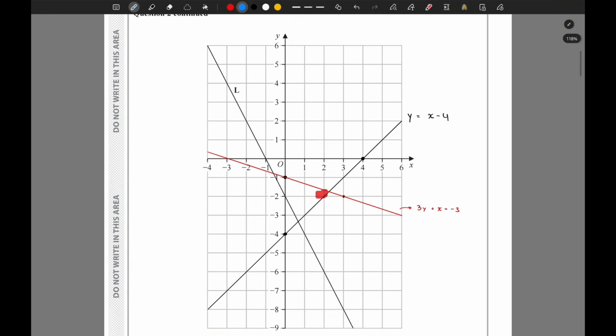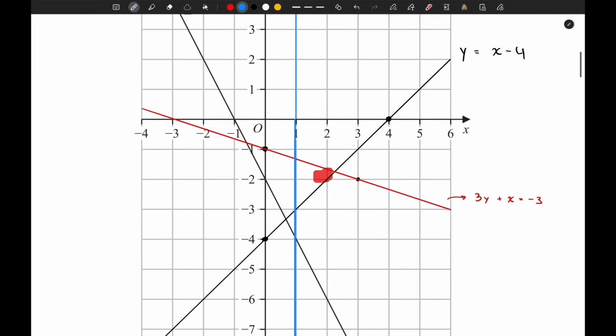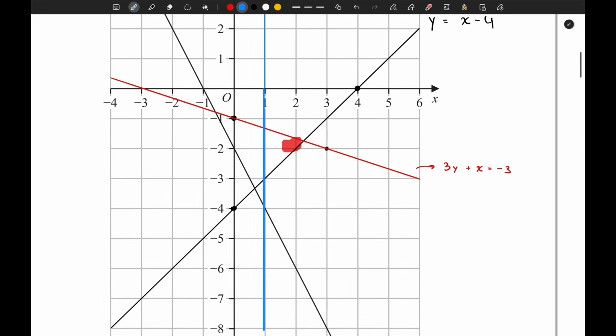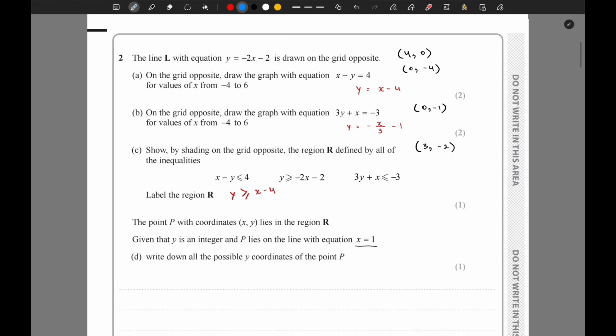So let's just draw x equals 1. The point P lies on this line. We know that the y coordinate of point P is an integer, so write down all the possible y coordinates of the point P. The only values I can see are this point and this point. So the y coordinates are -2 or -3. These two are integers. So that is it for this question.